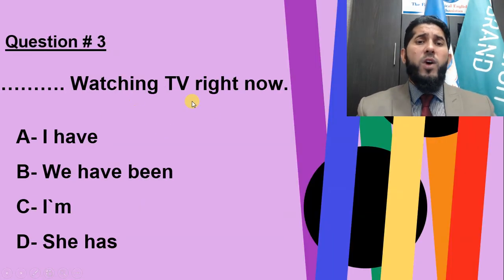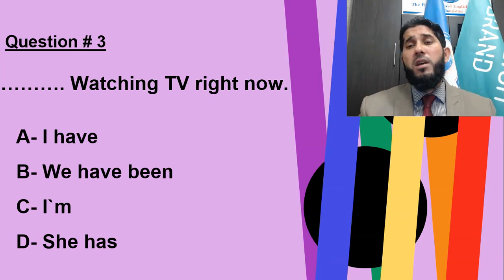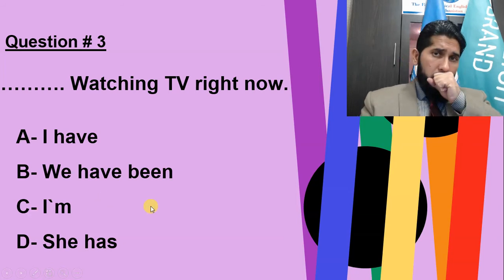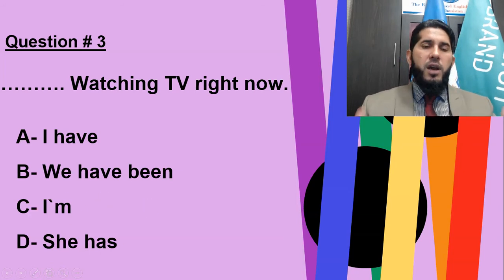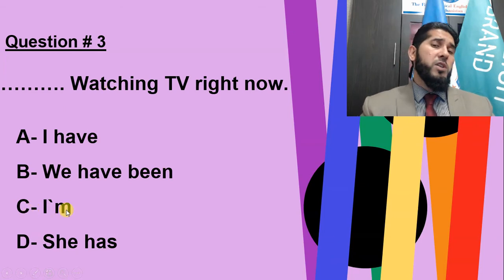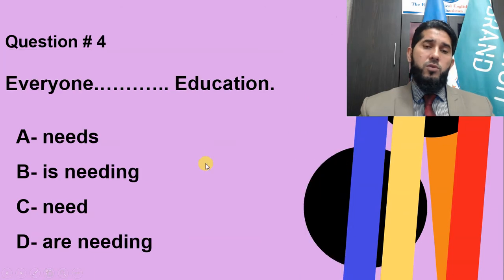Number three, watching TV right now. So we use present continuous tense to talk about something that is happening at the moment of speaking, and therefore I have watching is incorrect. I've been watching is incorrect. I'm watching TV right now. C is the correct option because we need present continuous tense, and the rest of the options don't go with this verb ing. So letter C goes with it. I'm watching TV right now, so this is the correct option.